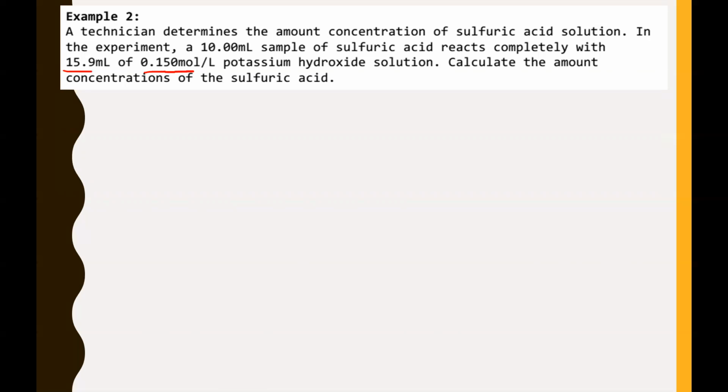Okay, so I'm going to go over this one. Basically, the idea here is, as always, start with your balanced chemical equation. We know we have potassium hydroxide, that's KOH, and we also know we're dealing with sulfuric acid, which is H2SO4.